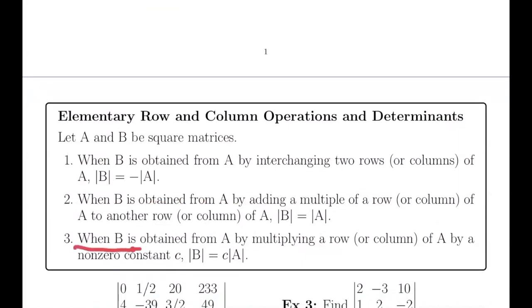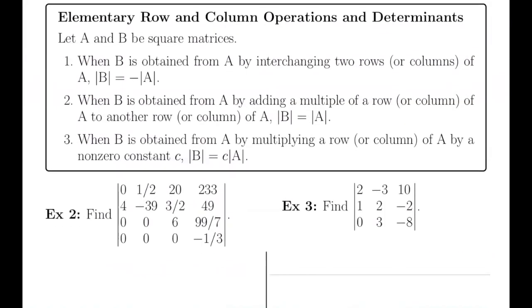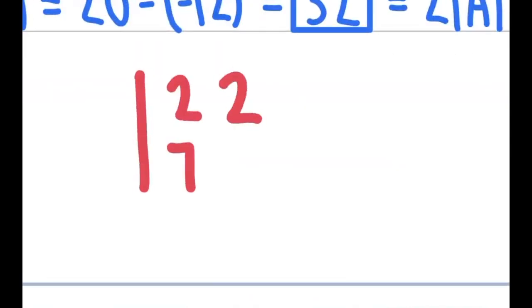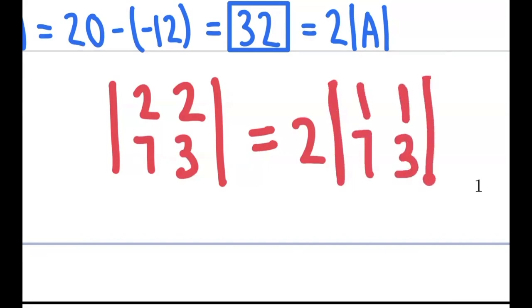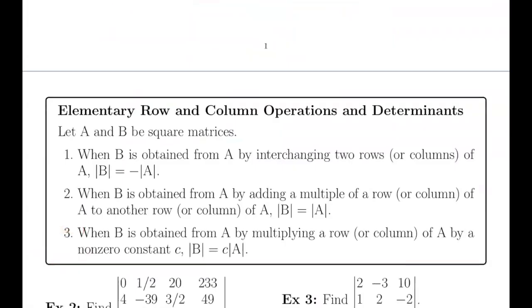And lastly, when B is obtained from A by multiplying a row or column of A by a non-zero constant C, then the determinant of B equals C times the determinant of A. Property 3 is interesting because if I want to find the determinant of 2, 2, 7, 3, I can factor out the 2 from the first row. I can write it as 2 times the determinant of 1, 1, 7, 3. So this third property enables you to factor out a number from a row.